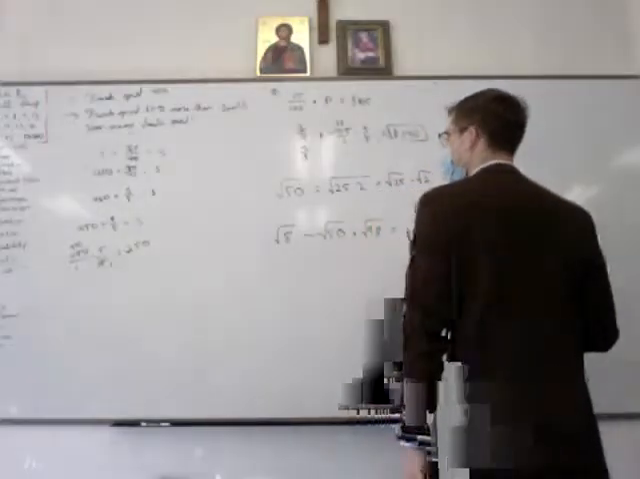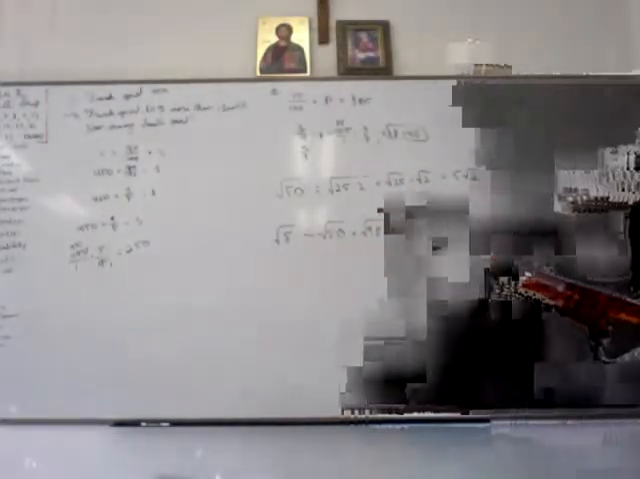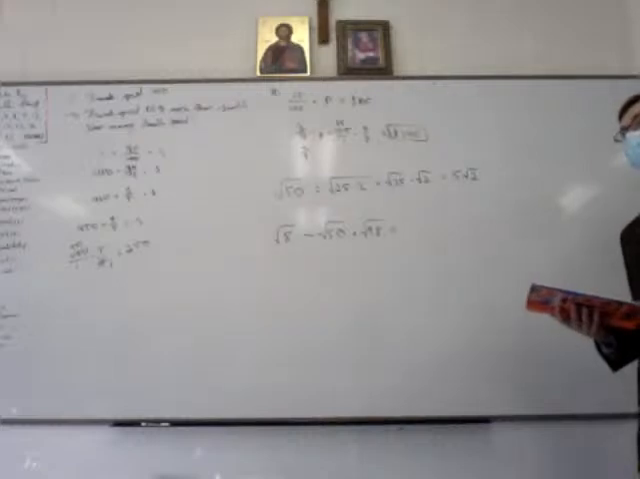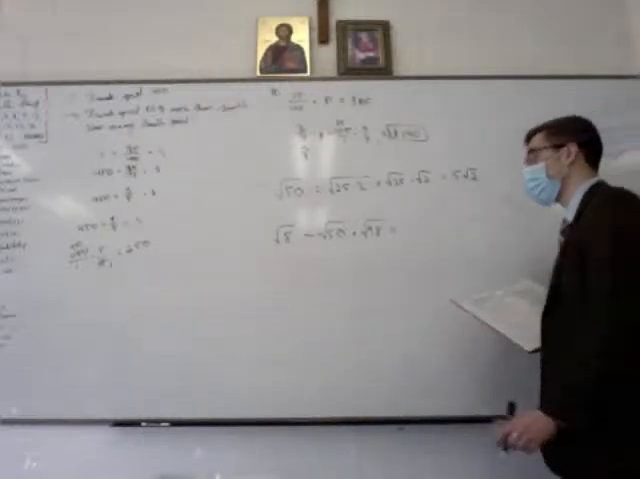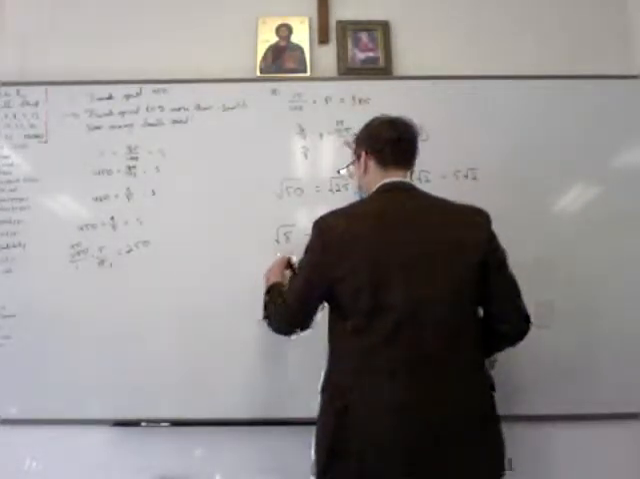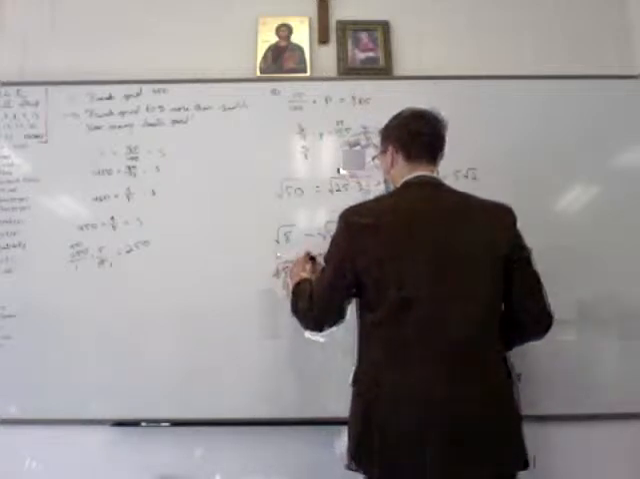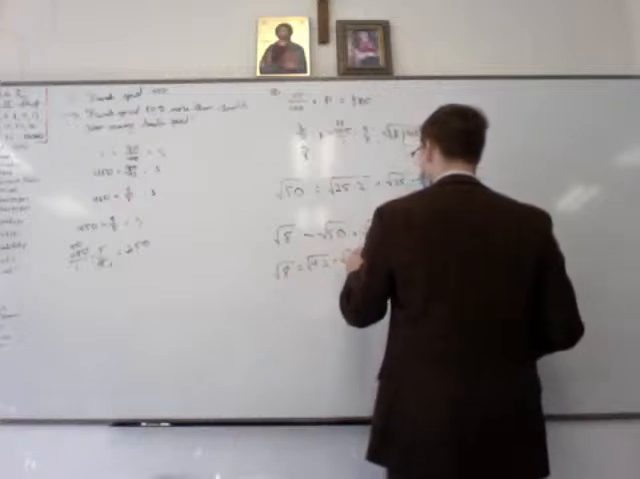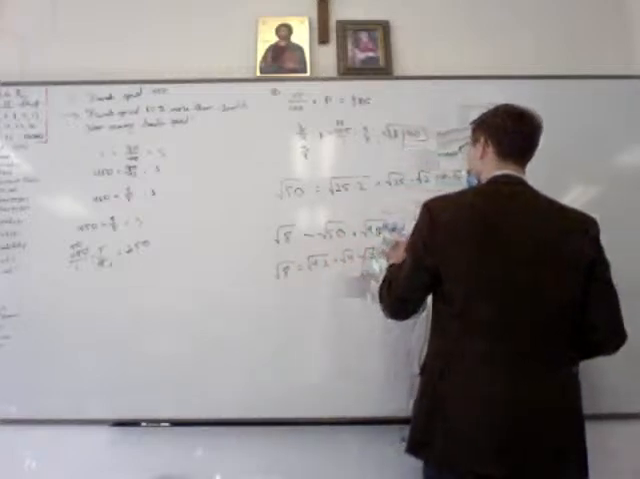Now, how are we going to do this? First thing we want to do is simplify each of these. How can we simplify the square root of 8? What can we break it down into? 4 times 2. Square root of 4 times square root of 2 is 2 radical 2.